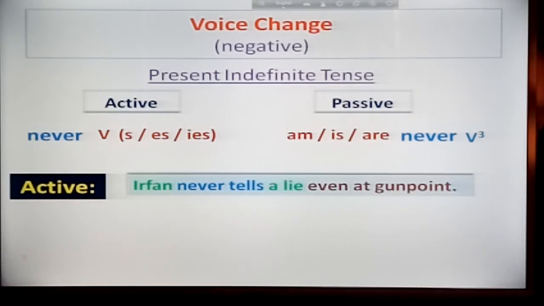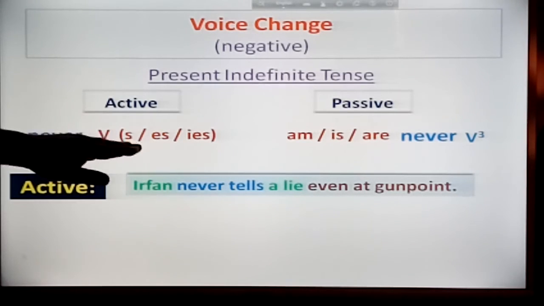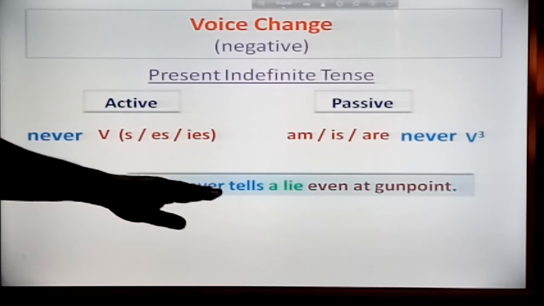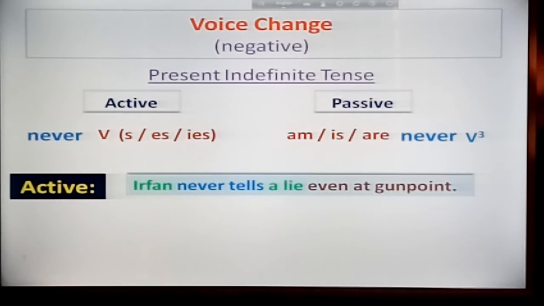Okay, here is an example of an active sentence in the present indefinite tense. Now you can clearly see that the verb after never has s with it because the subject is a third person singular subject, Irfan, and the sentence is in the present indefinite tense. So, well, the structure here agrees with this verb phrase.